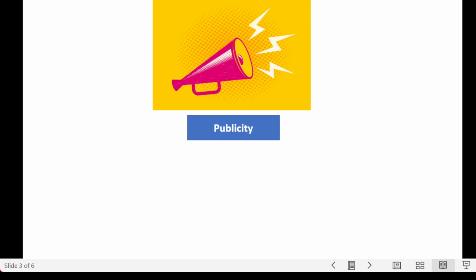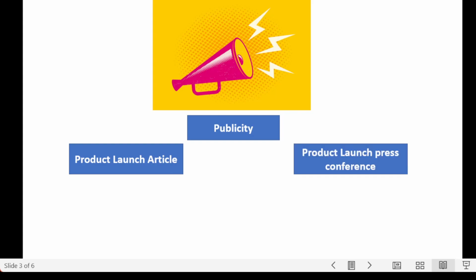That communication of information constitutes advertisement. Now interestingly, when an article is written about a product in a newspaper, it qualifies to be publicity, and indirectly it qualifies to be an advertisement. Very interesting observation. Product launch press conference: when a press conference is called and any product is communicated through that press conference, that again constitutes publicity, and indirectly it becomes an advertisement.